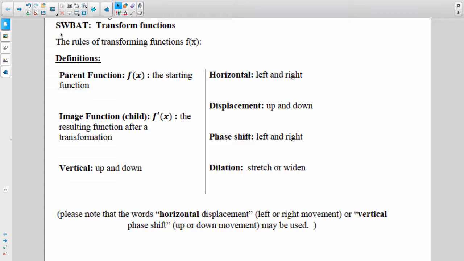So perhaps dilation, to stretch or widen. You might think of that as when your eyes are dilated. And when you flash a light into them, your pupils turn very small. And when you take the light away, your pupils dilate.